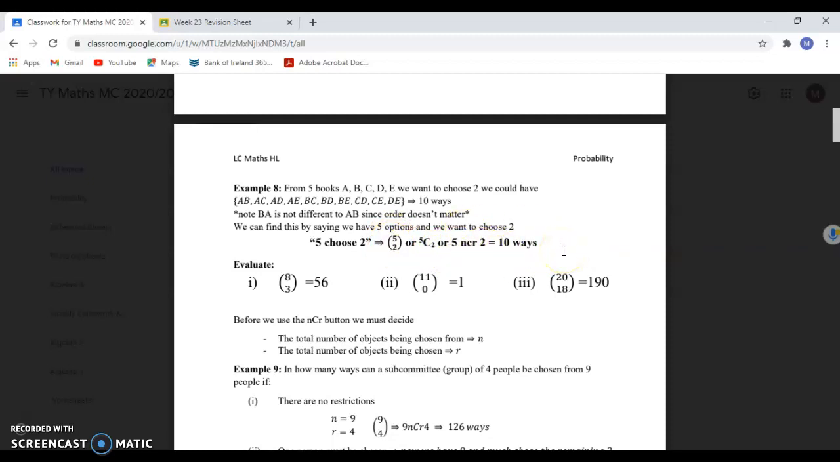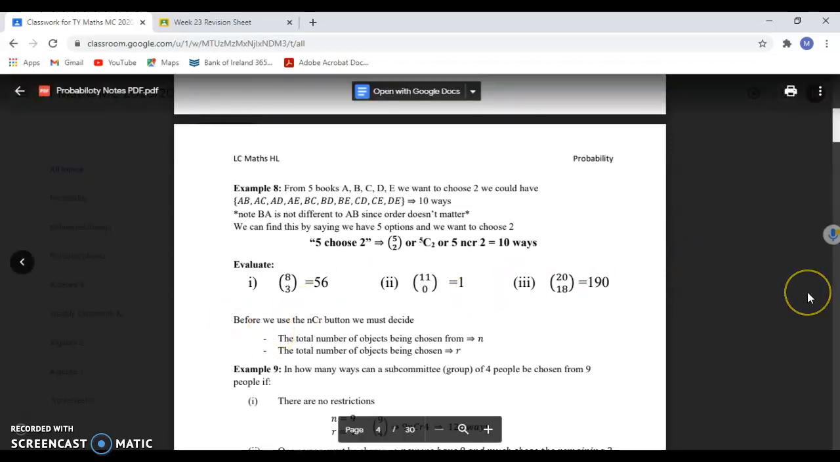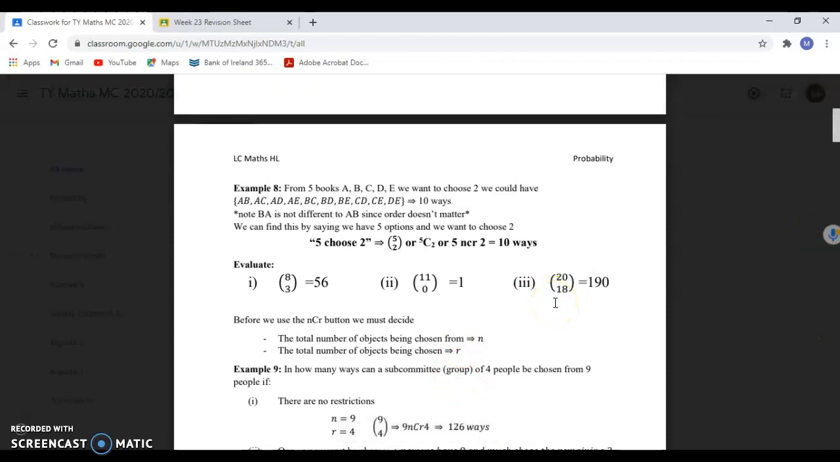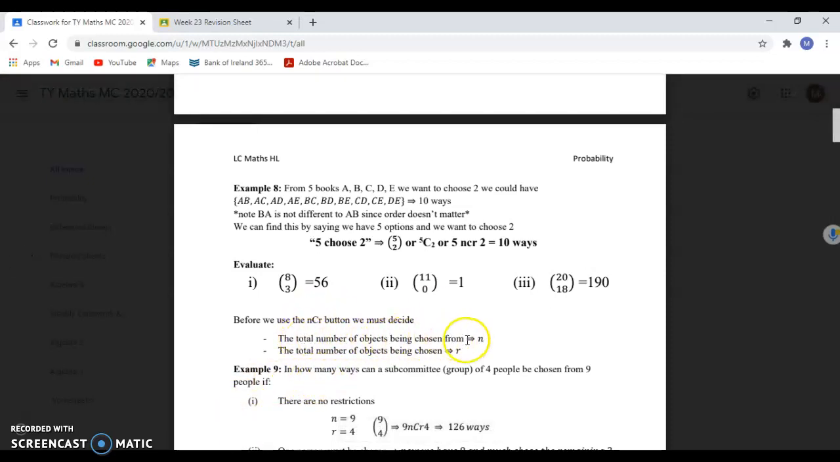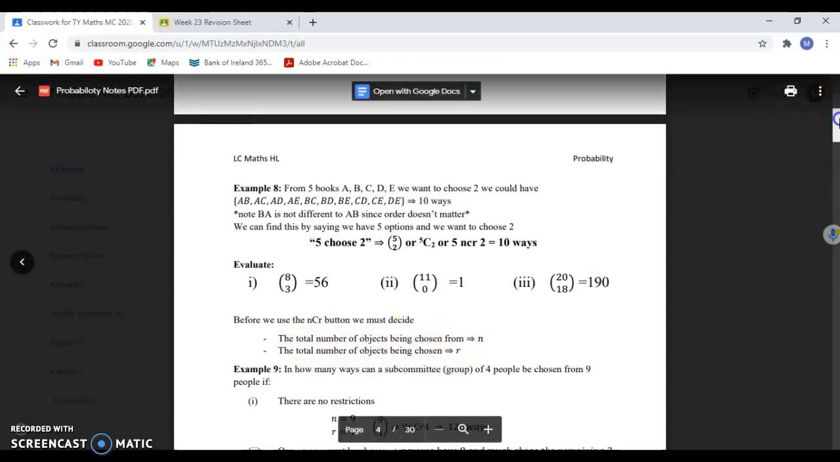So will you just enter into your calculator now, please: 5, second function 5, 2 equals 10. Okay, let's practice three of these on your calculator. Let's do them together. 8, second function 5, 3 equals 56. 11, second function 5, 0 equals 1, because in how many ways can I choose nobody? Just in one way. And the next one, from 20, choose 18. So it's 20, second function 5, 18 equals 190. All right. So before we use the button, we must decide how many you're choosing from and how many you're choosing. So from n, choose r.